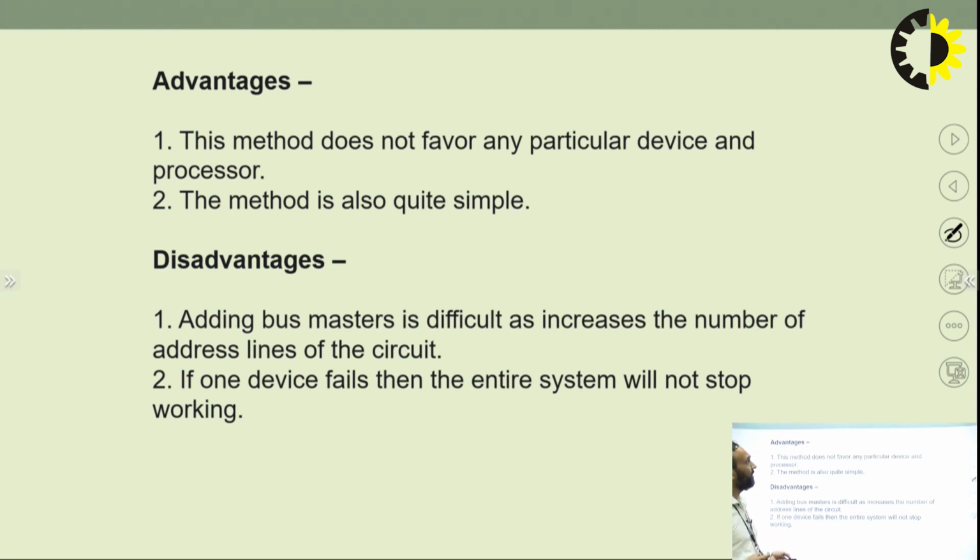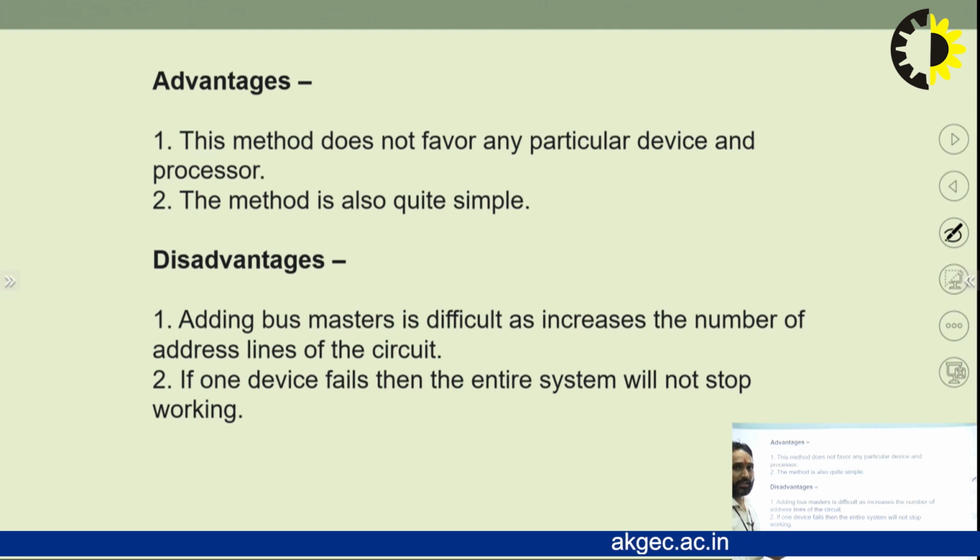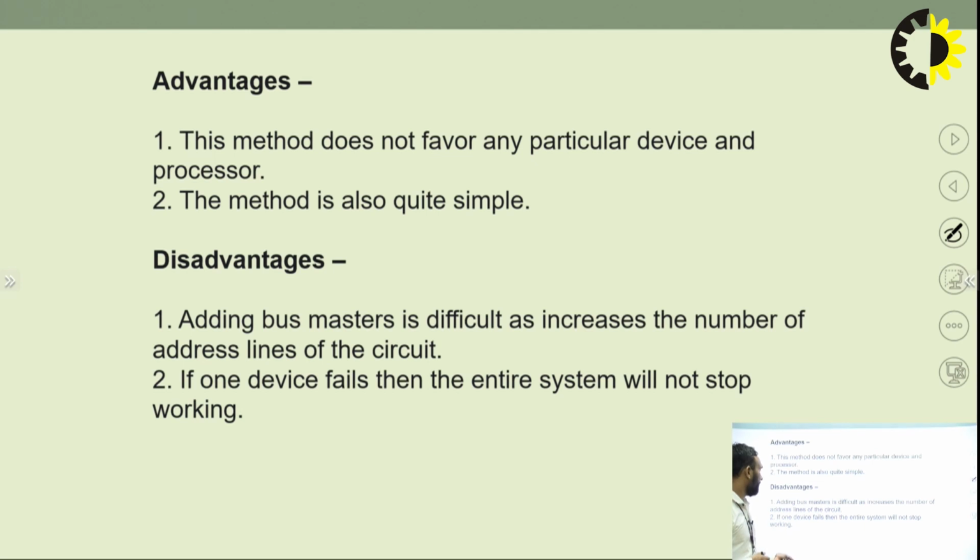This method does not favor any particular device and processor, but in daisy chain, the devices nearby to the processor have the highest priority. The method is also unique and simple. Disadvantage, as we add some additional features, adding a bus master is difficult as it increases the number of address lines. As I mentioned, the address lines will increase because each device will receive the connection in parallel. If one device fails, then the entire system will not stop. But in daisy chain, that happens. If one device fails, the whole network will stop.